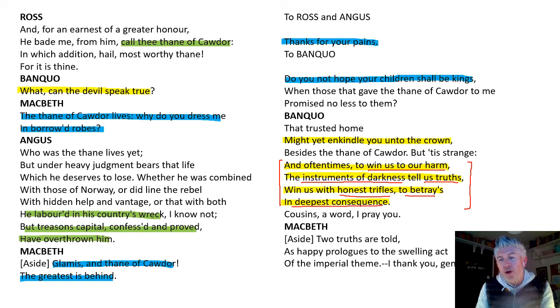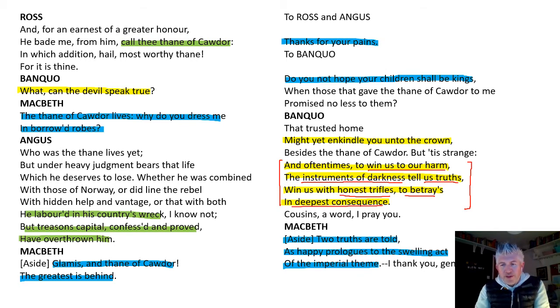But then off he goes and has a chat with Ross and Angus, leaving Macbeth to stand on stage and have a think to himself. Macbeth says, again as an aside, so it's only the audience that can hear, "Two truths are told as happy prologues to the swelling act of the imperial theme."